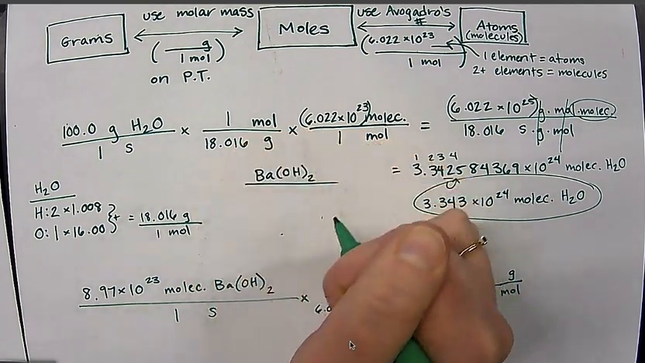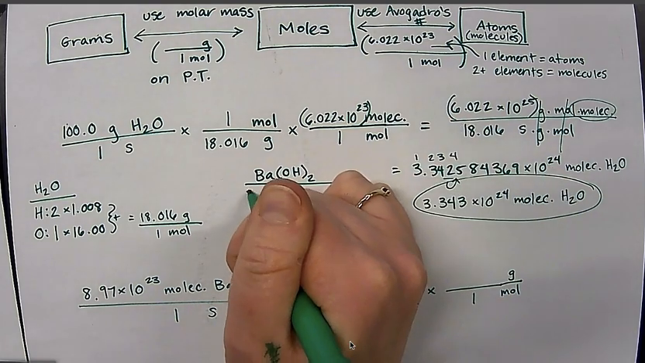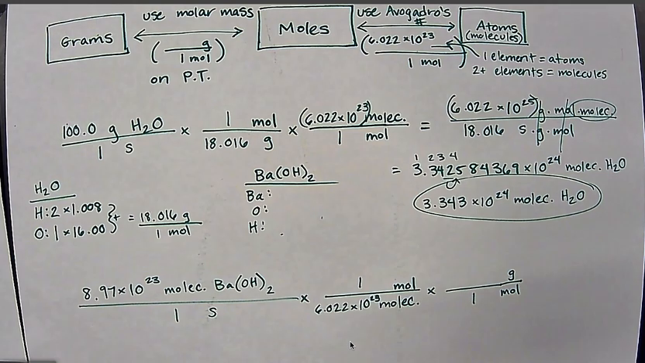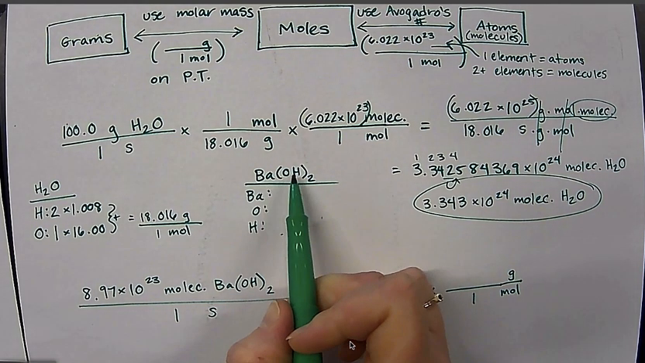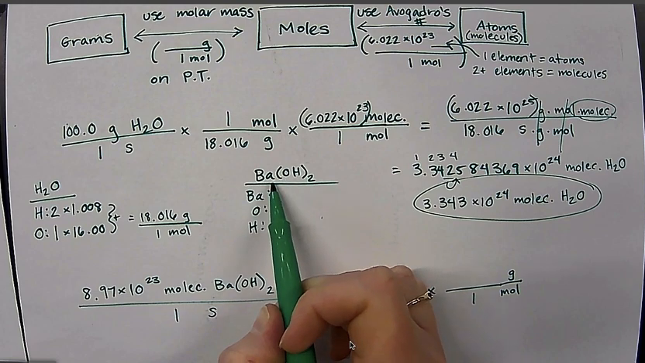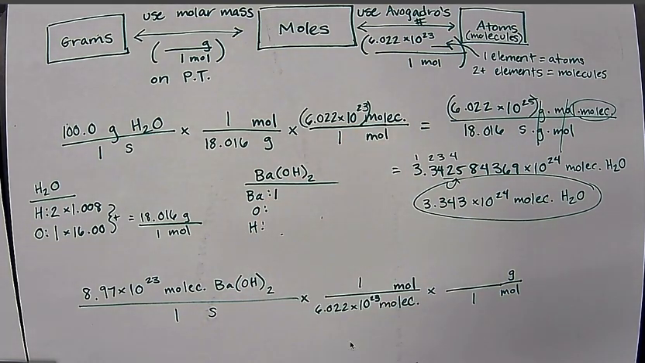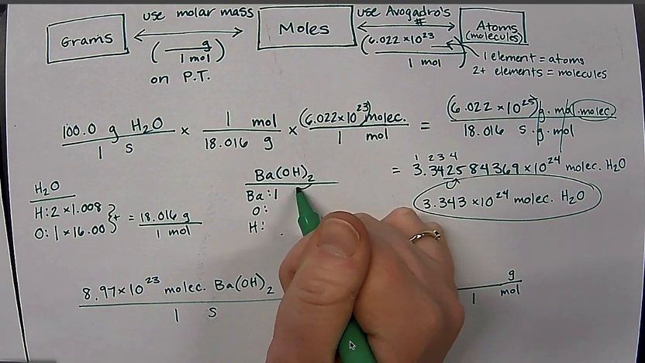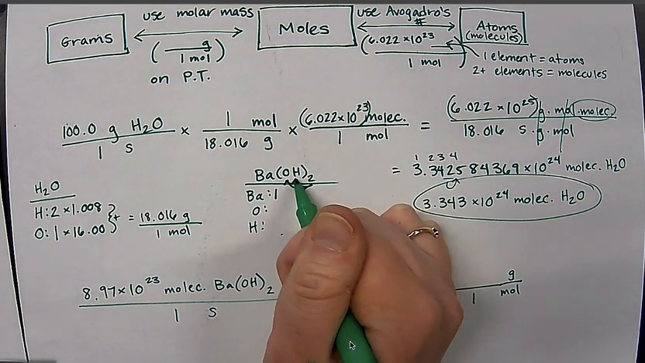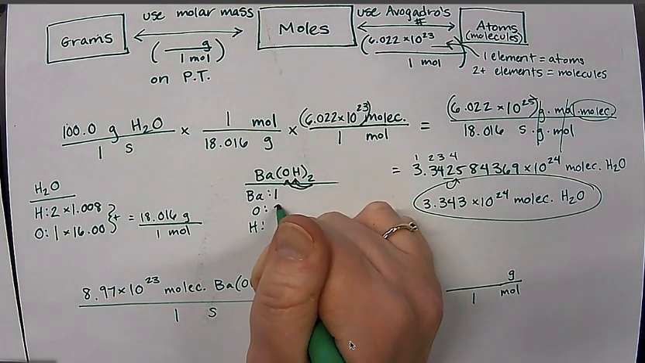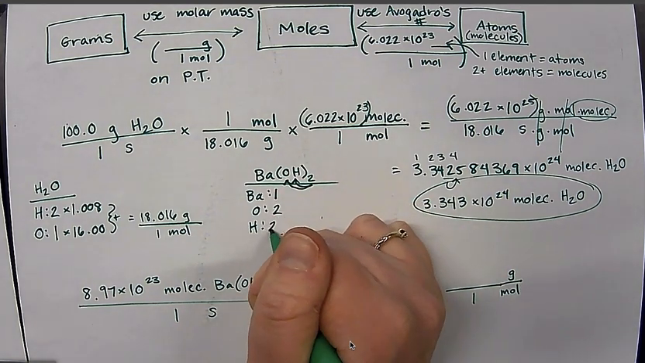Step 1, break it down into the elements by capital letters. Barium, oxygen, hydrogen. Step 2, count how many we got. This barium's not in those parentheses, and there's no number next to it, so that means there's only 1 barium. Just like in math, when you got a number outside parentheses, we distribute inward. We just do it backwards. So that means we've got 2 oxygen and 2 hydrogen.